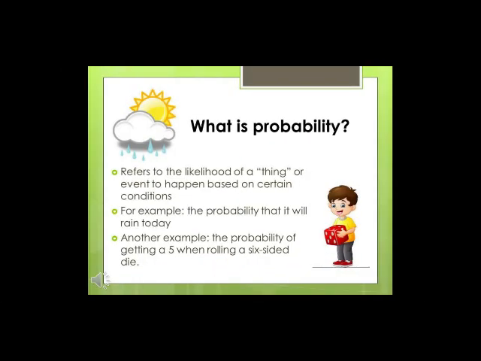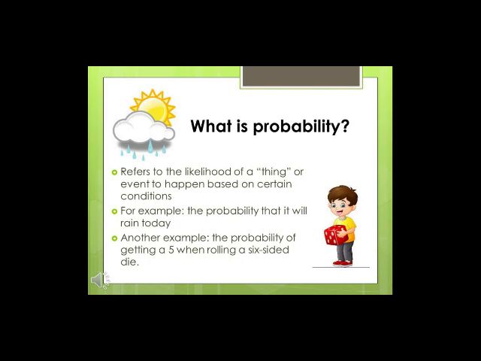Now, what is probability? Probability is how likely something is to happen. Whenever we're unsure about the outcome of an event, we can talk about the probabilities of certain outcomes, how likely they are.